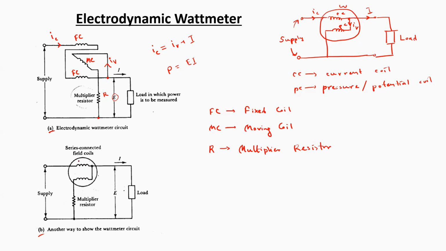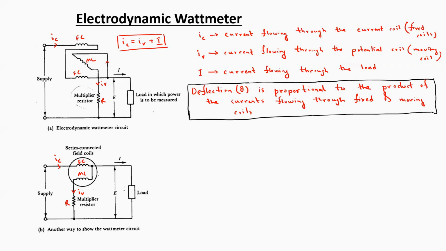So you can say that this coil over here is representing the series connection of the two fixed coils, and this coil over here is representing the moving coil. As both the fixed coils are connected in series, in order to make the circuit representation simpler, the fixed coils are represented by a single coil over here, and the moving coil is connected in parallel with the load as before, along with the multiplier resistor R.